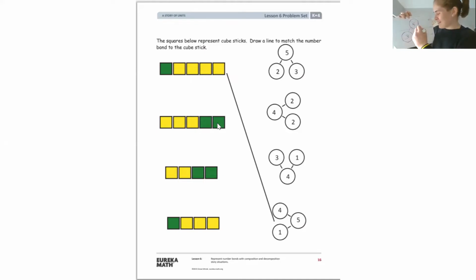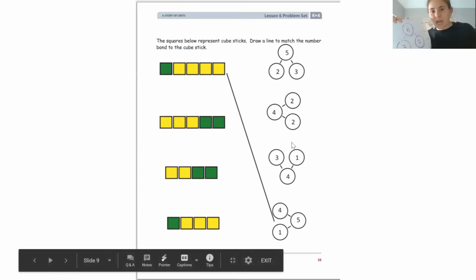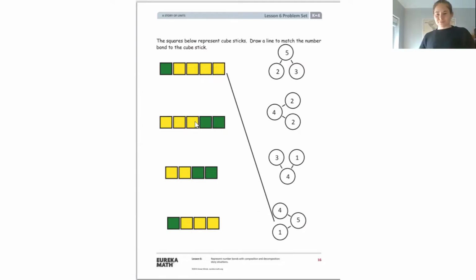Fabulous. So here's our number bond that shows this stick of cubes. We have 3 and 2 makes 5 altogether. Now, I want you to find that number bond on this side, find the number bond that matches, and draw a line from this set of cubes to your number bond. Go ahead. Ready? I drew my line from here to this number bond because I see 3 and 2 together makes 5.